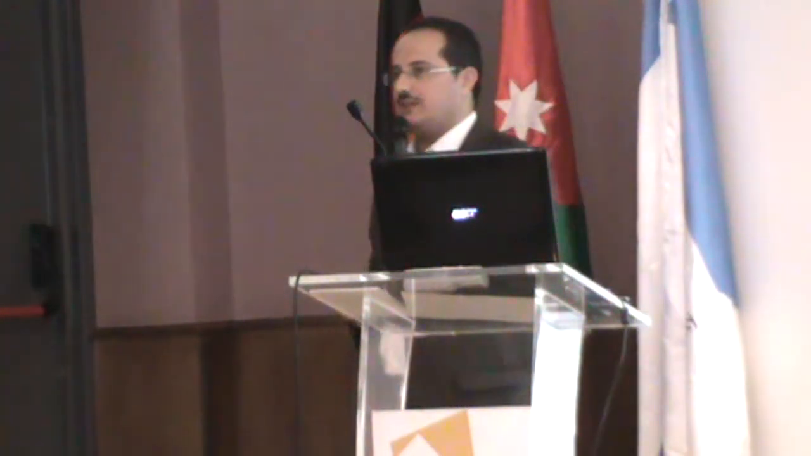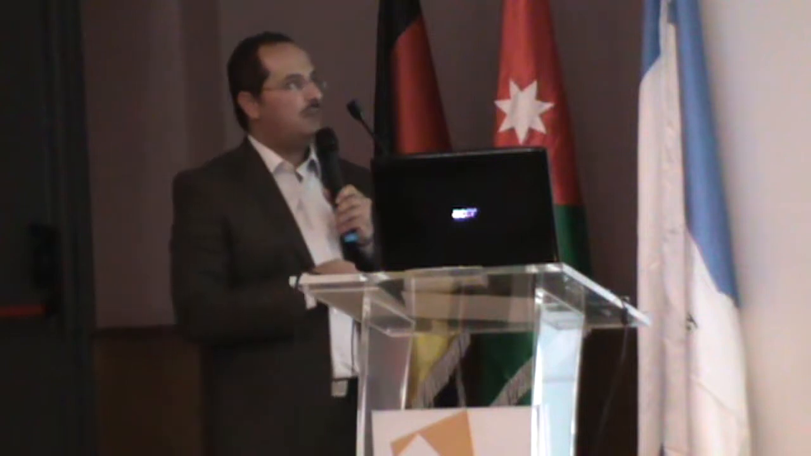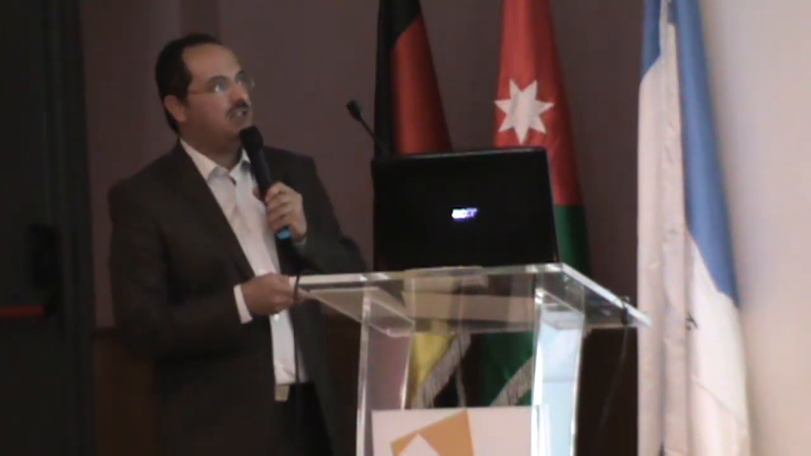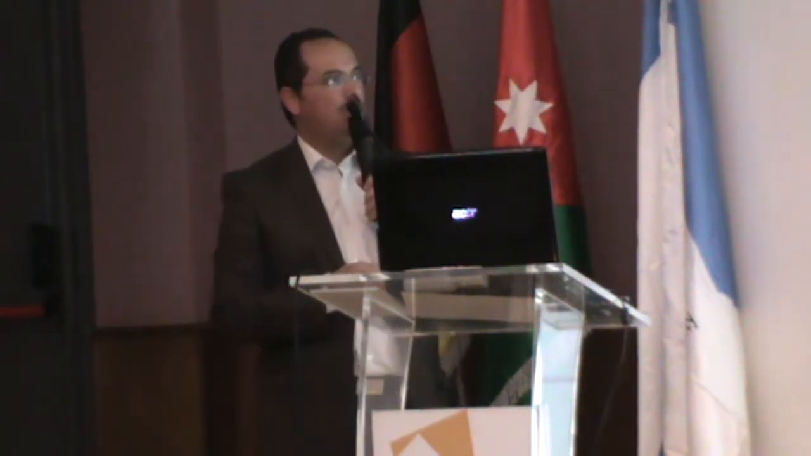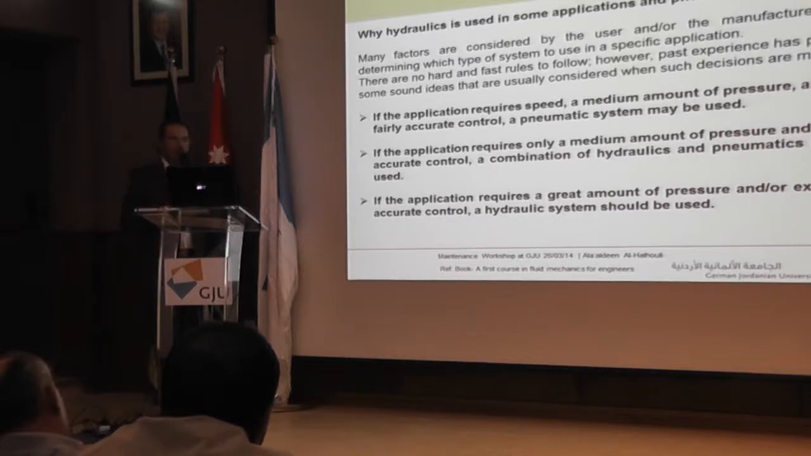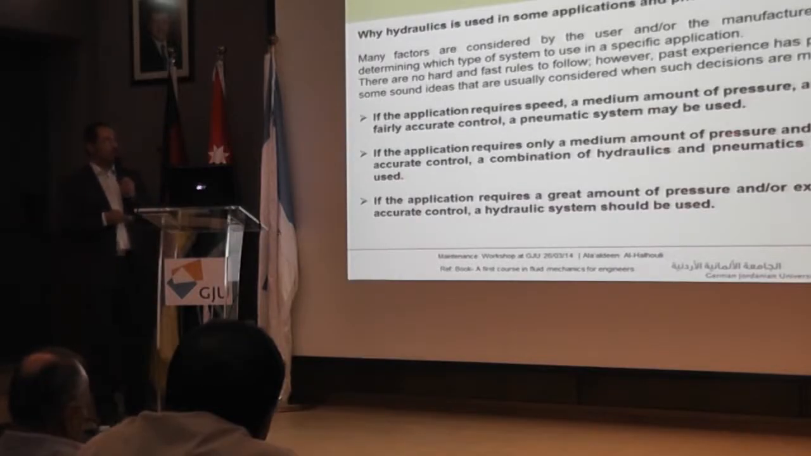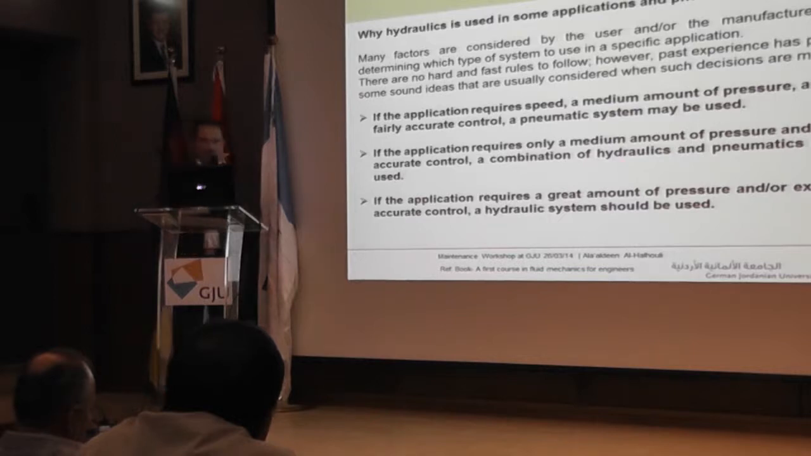Now, one can ask when to use a hydraulic and when to use a pneumatic system. If we are talking about an application that requires speed, a medium amount of pressure, and only fairly accurate control, a pneumatic system can be used, because pneumatic systems use gases, and gases are compressible. If we need highly accurate control, then we can use hydraulic systems. Also, if we are looking for high forces, we should use hydraulic systems. There are cases where we can combine both systems for a medium amount of pressure and control, and a combination of hydraulic and pneumatic systems can be used.